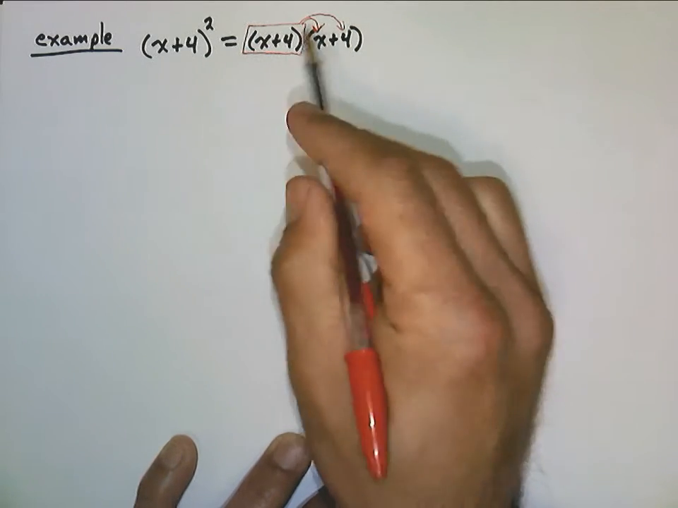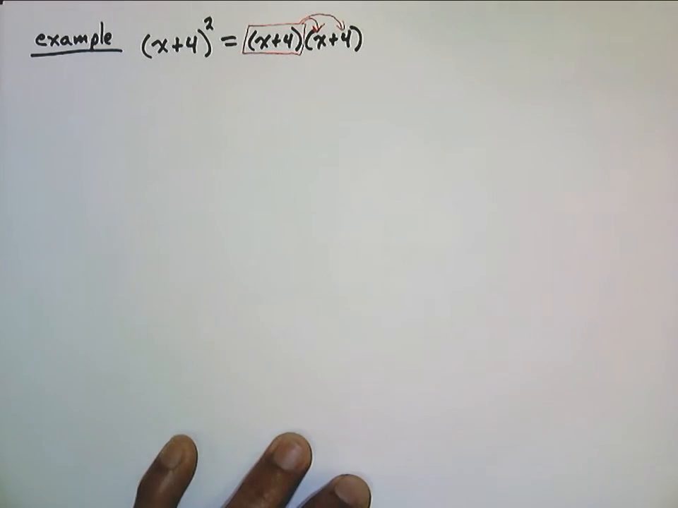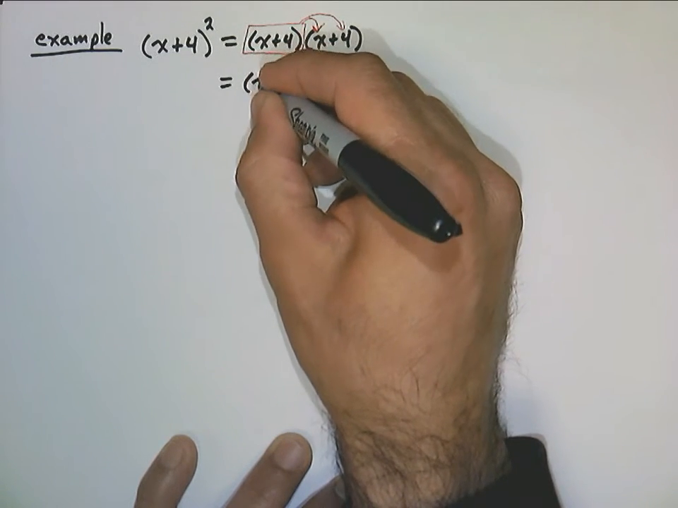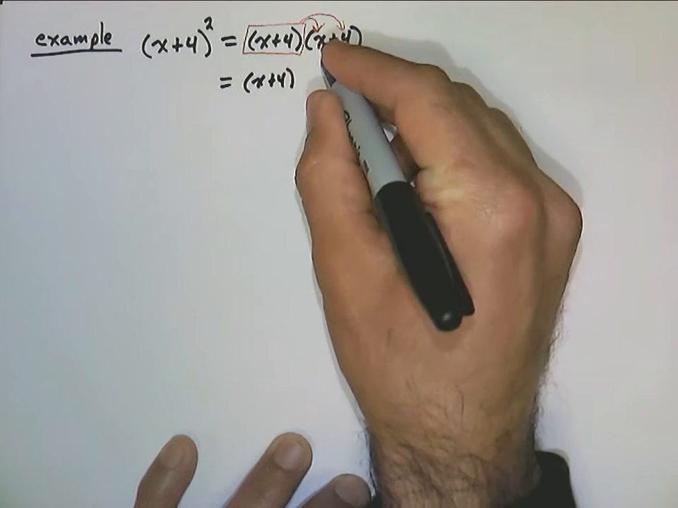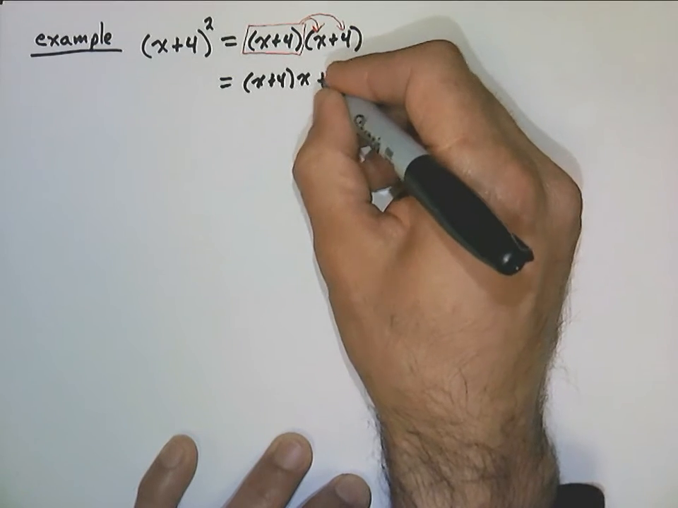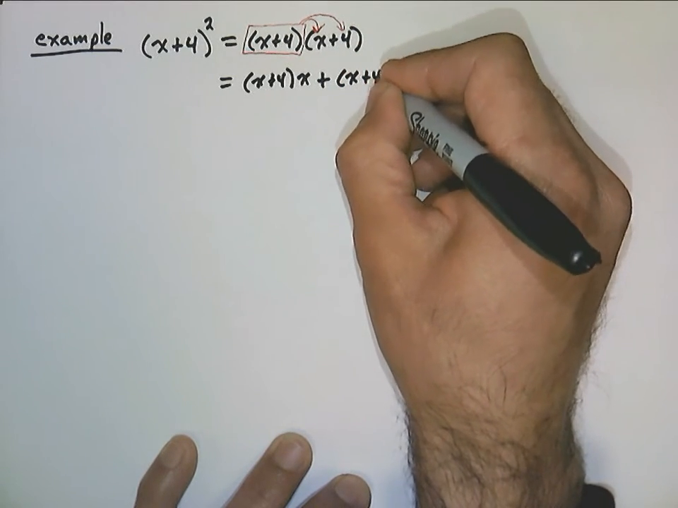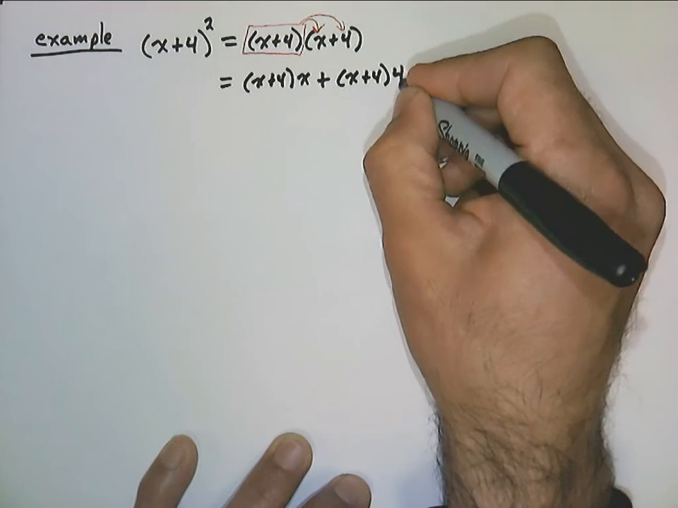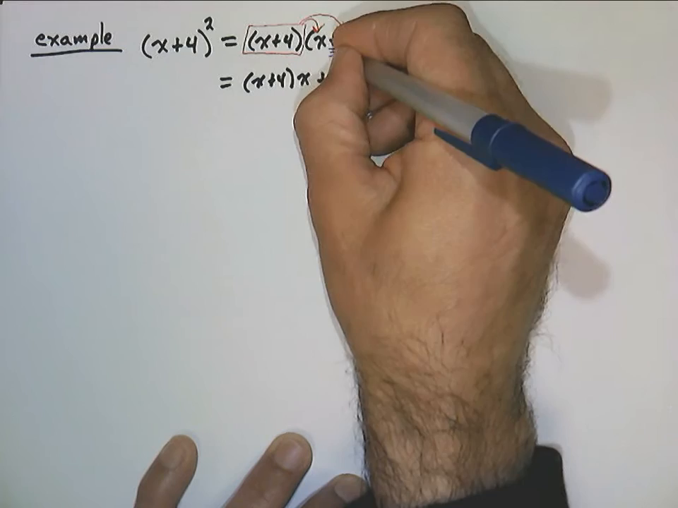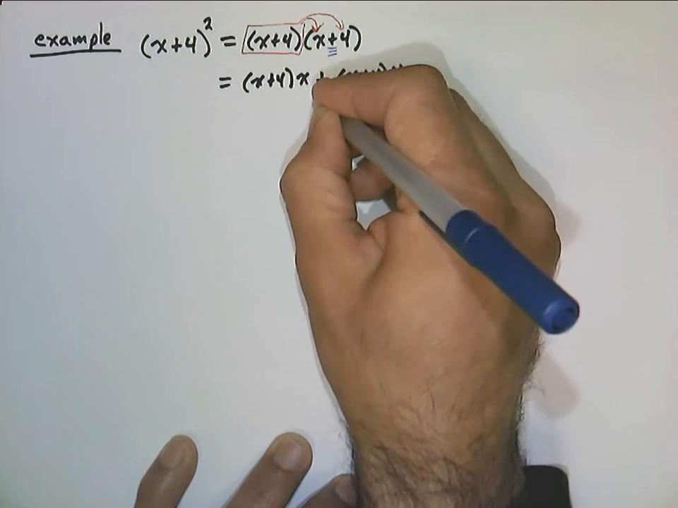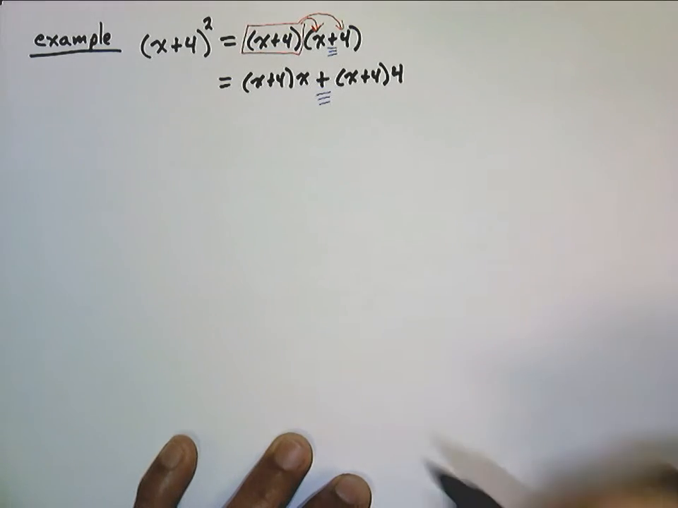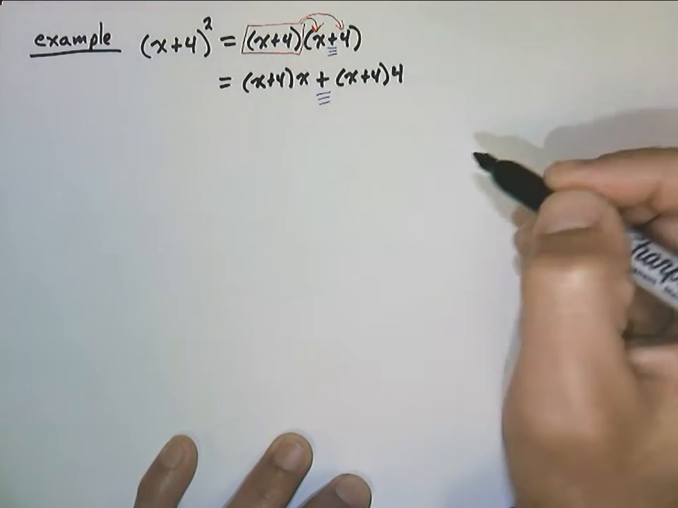We could go back the other way; it totally does not matter. So this factor of x plus 4 is distributed to the x, but then we also have the factor of x plus 4 distributed to this 4. This addition right here is the exact same as that addition right there. But now we still have parentheses in our expression, so we're not done yet.